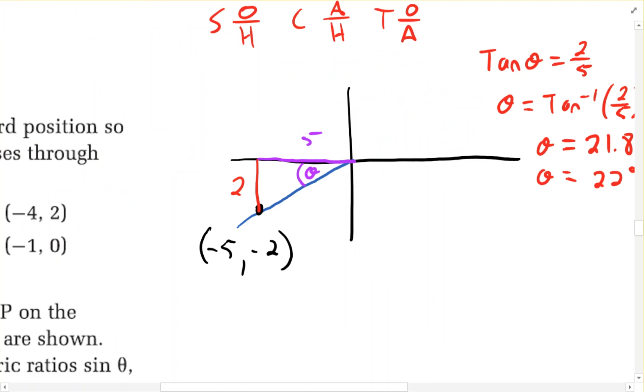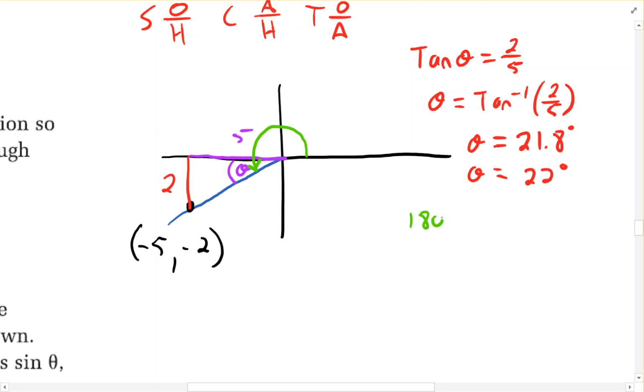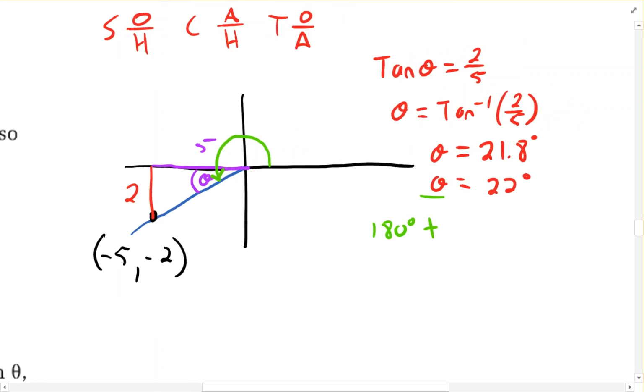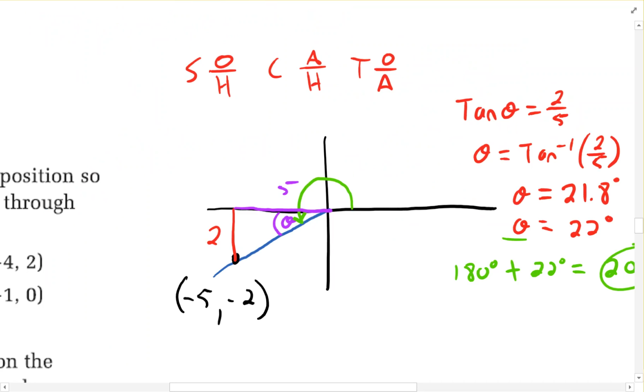Now if I want to figure out what it is in standard position, then that's just going to be the angle from here to there. So 180 degrees plus my reference angle theta there, so 22 degrees, is equal to 202. So that's how you do those. So the sketch would be of this, and then this would say 202 degrees.